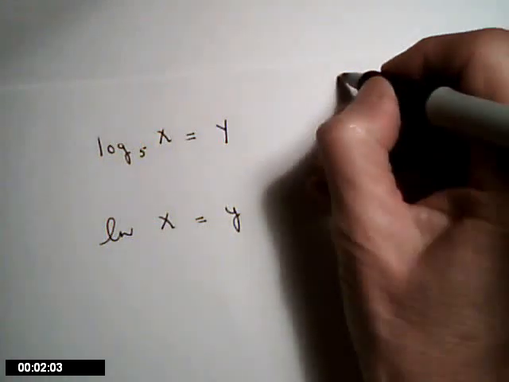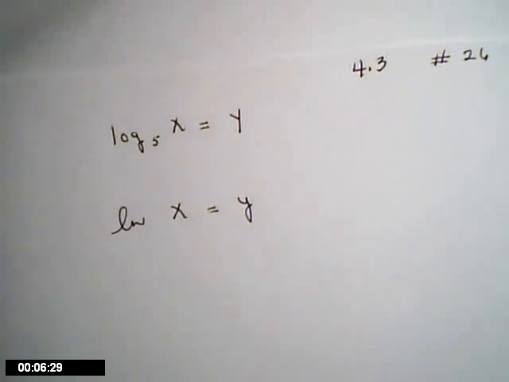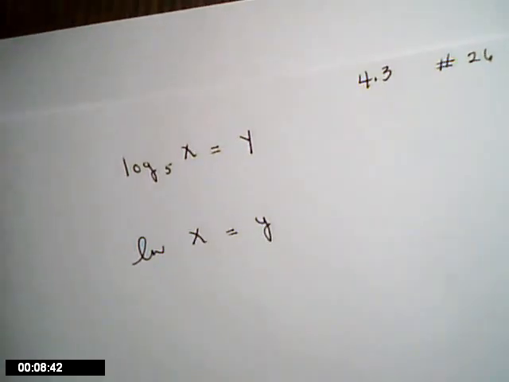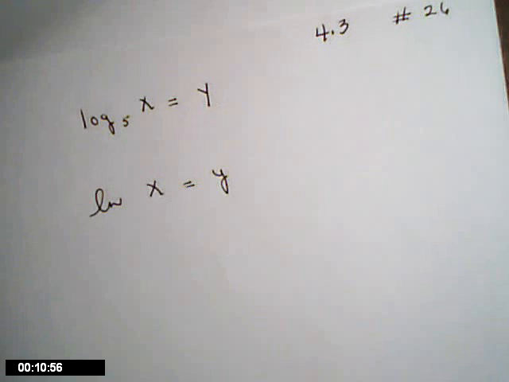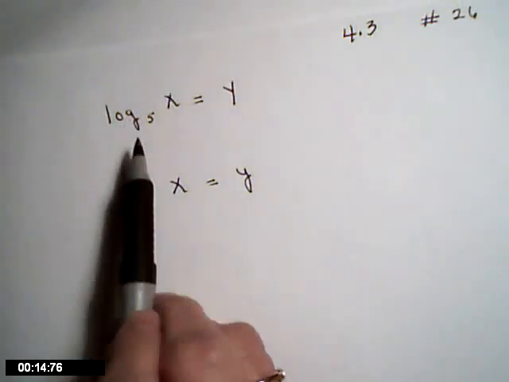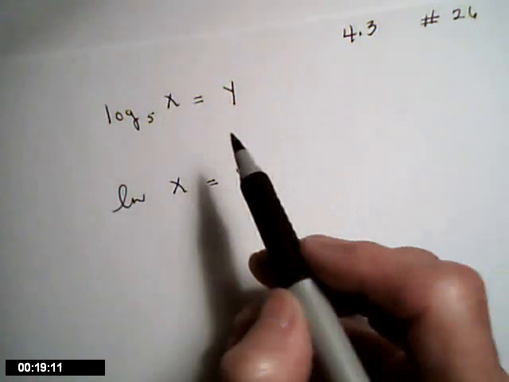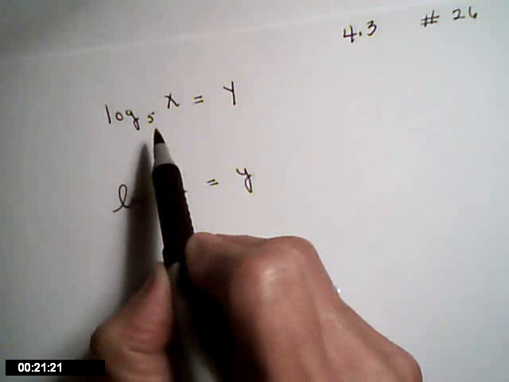This video again is going to look at section 4.3, homework assignment number 26. I want to do just a little review as we get into this. Remember, if you look at a logarithmic equation, you can either have a log equation or a natural log, an ln equation. Also, there are things I want to remind you of that we'll be talking about.